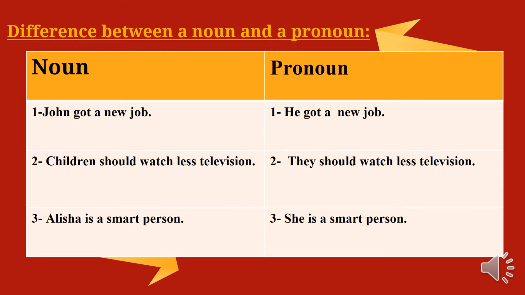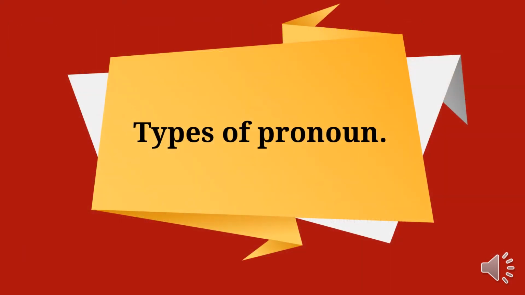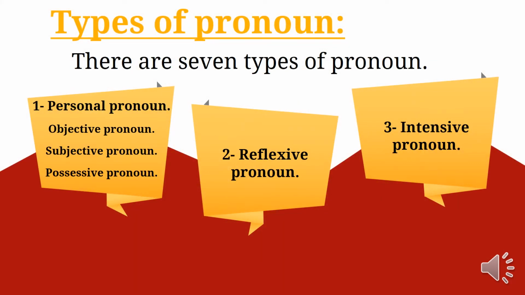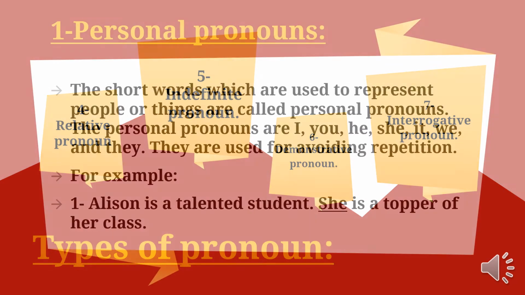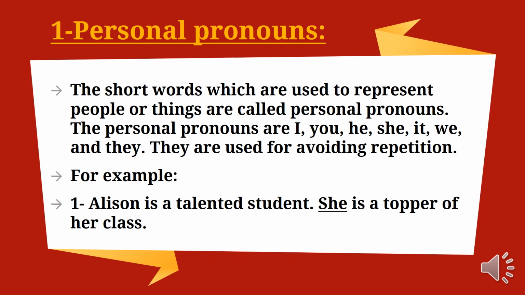Now let's discuss the types of pronouns. First one are personal pronouns. They are of three types: objective pronoun, subjective pronoun and possessive pronoun. Second is reflexive pronoun. Third is intensive pronoun. Fourth is relative pronoun. Fifth is indefinite pronoun. Sixth is demonstrative pronoun. Seventh is interrogative pronoun. Now let's discuss them in detail.